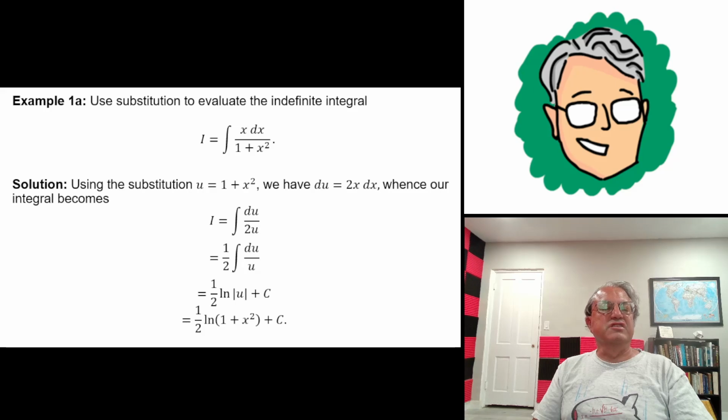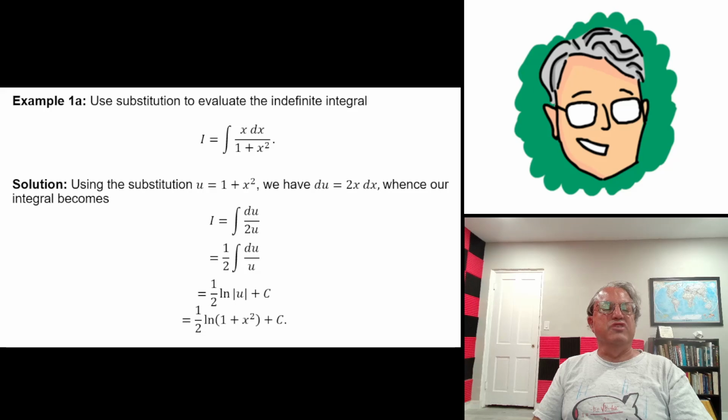Now we can substitute everything in our integral. Notice that the original integral had x dx in the numerator. Well, 2x dx is du. That means that x dx is du over 2. So the numerator becomes du over 2. And the denominator, 1 plus x squared, is just u. So now we have the integral of du over 2u. You can factor out 1/2 because that's just a constant. So we get 1/2 times the integral of du over u. But we know how to integrate that. That's just the natural logarithm.